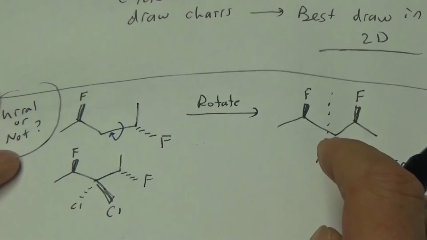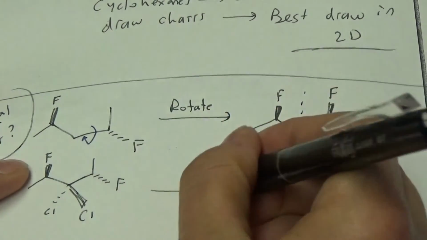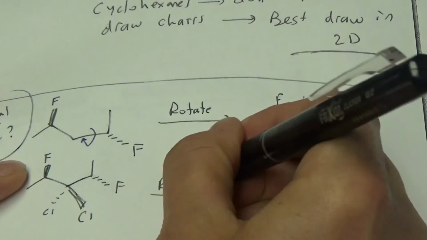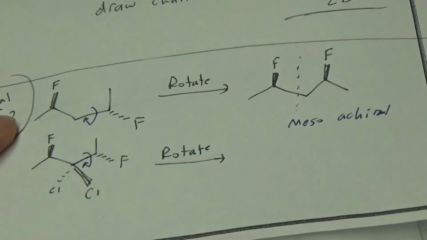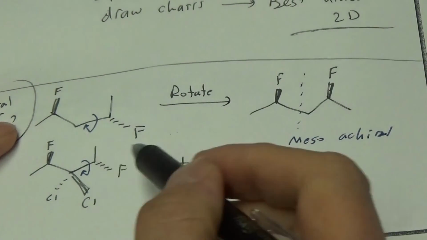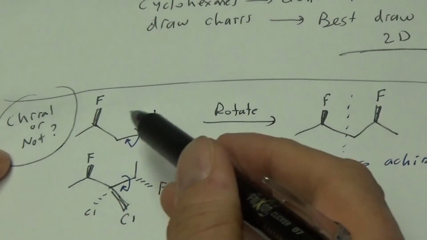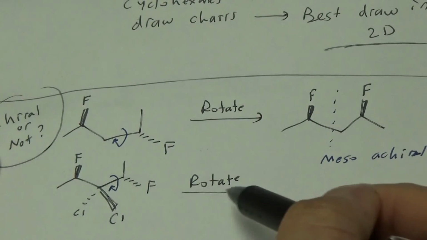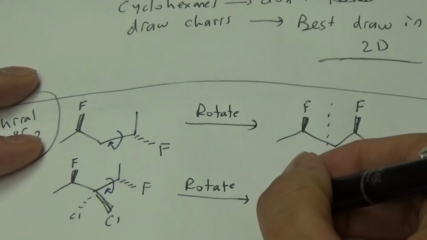What if I add chlorines to the middle? Well, it doesn't really have any effect at all. We rotate it, do the same rotation. And what happens? Now, like I always recommend, when you're trying to figure out chiral or achiral, if you have something that's kind of twisted up like this, you should rotate things to align the left side and the right side. And then you can see a potential plane of symmetry.